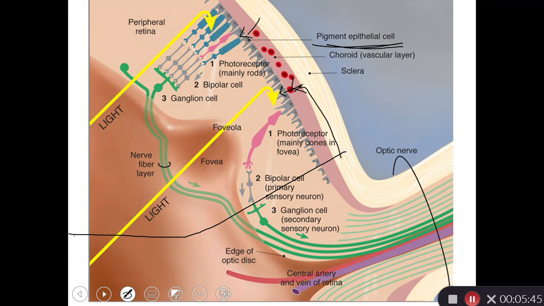and then from them, from the photoreceptors, the impulse goes to the bipolar cells, and then from the bipolar cells, the signal goes to the ganglion cells. So from the photoreceptors to bipolar cells to ganglion cells. And the axons of those ganglion cells gather to make the optic nerve that exits the eye carrying vision.